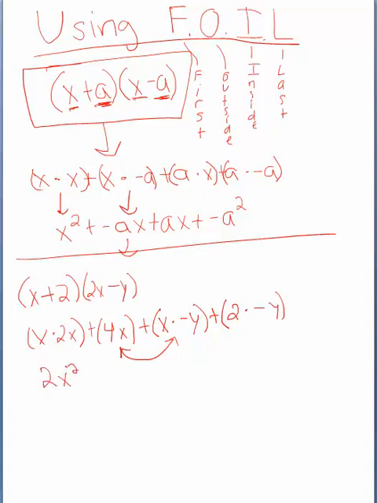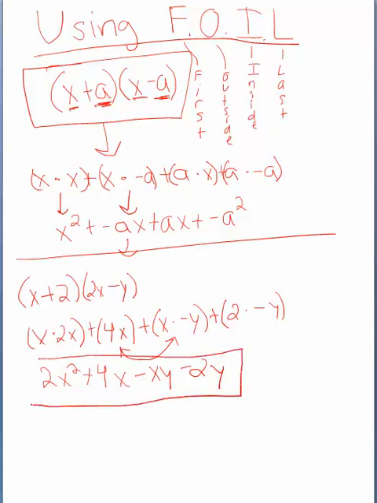We already multiplied this, so plus 4x. X times negative y is negative xy. And 2 times negative y is just negative 2y. Like terms? Nope. We do not have any like terms. So this would be the answer.